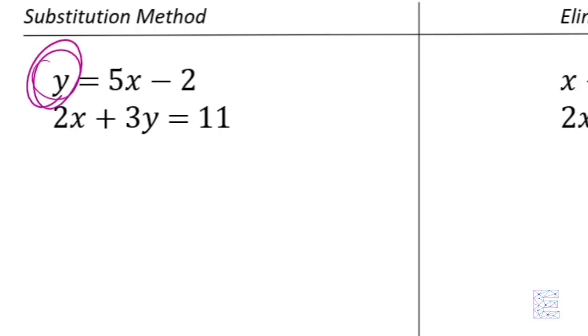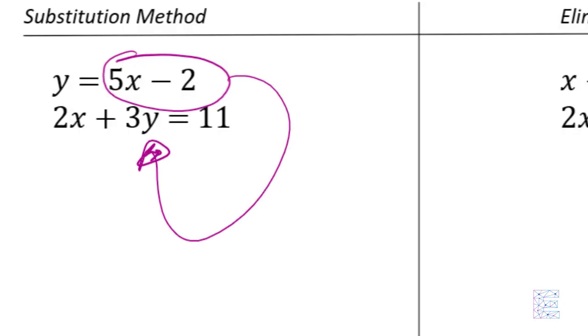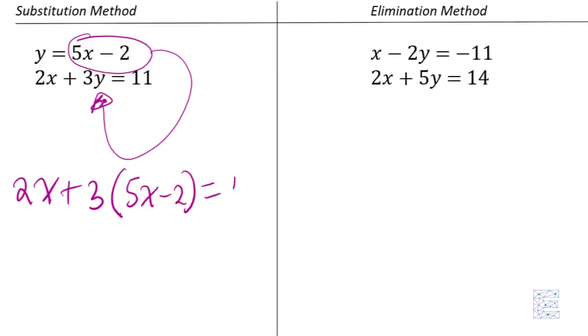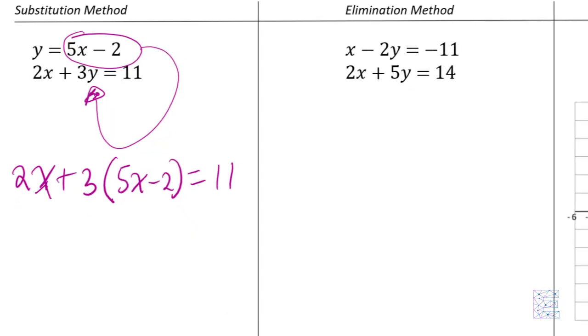Because y is already isolated, we know that substitution will be the best method, because we can take this 5x minus 2, we know that that's really y, and we can plug it into the y value of this second equation. Let's go ahead and do that. The second equation would now be 2x plus 3, open parenthesis, 5x minus 2, close parenthesis, equals 11, and that's substituting. So to solve for x, we would need to open up these parentheses.